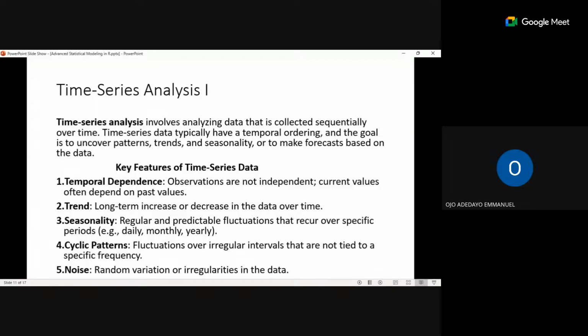Then another thing is what we call the noise. Noise is a random variation or irregularity in the data set. Noise is the term used in time series, but in regression and some other models we call it error.